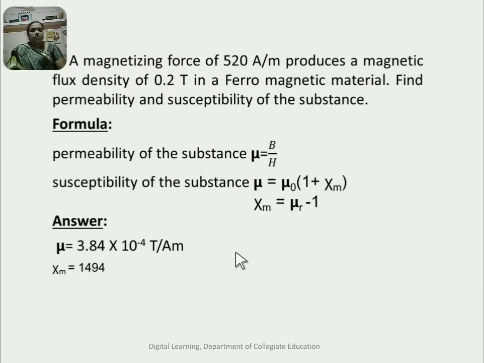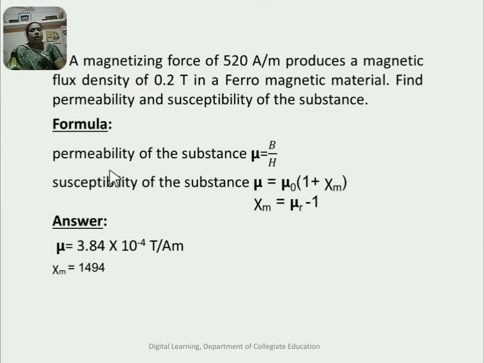A magnetizing force of 520 ampere per meter produces a magnetic flux density of 0.2 Tesla in a ferromagnetic material. Find the permeability and susceptibility of the substance. So here given is the magnetizing force, equal to 520 ampere per meter, and the magnetic flux density is equal to 0.2 Tesla. Here we have to calculate the permeability and susceptibility of the substance.